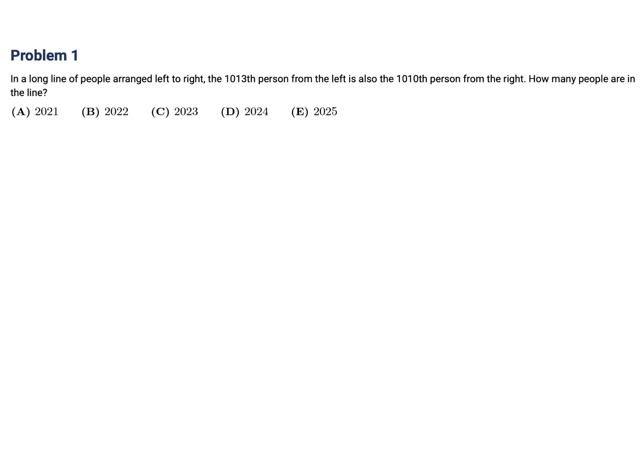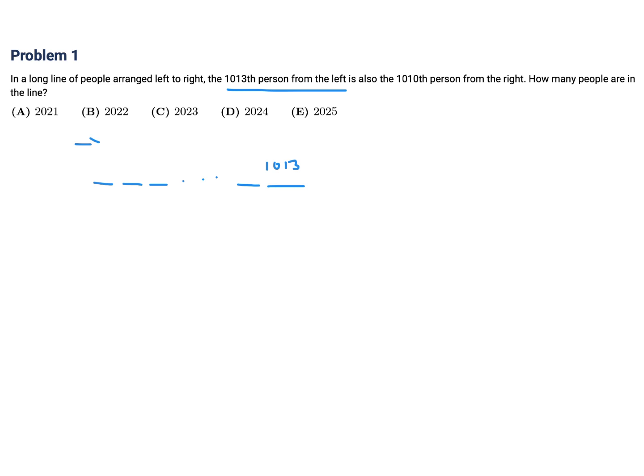In a long line of people arranged left to right, the 1013th person from the left is also the 1010th person from the right. How many people are in the line? We have a whole bunch of people, dot, dot, dot, and then eventually you get to the 1013th person. So that's from the left. Okay, so we're coming from the left.